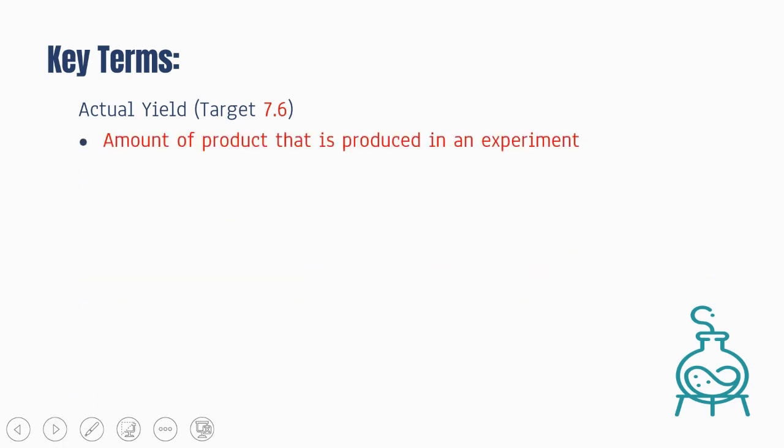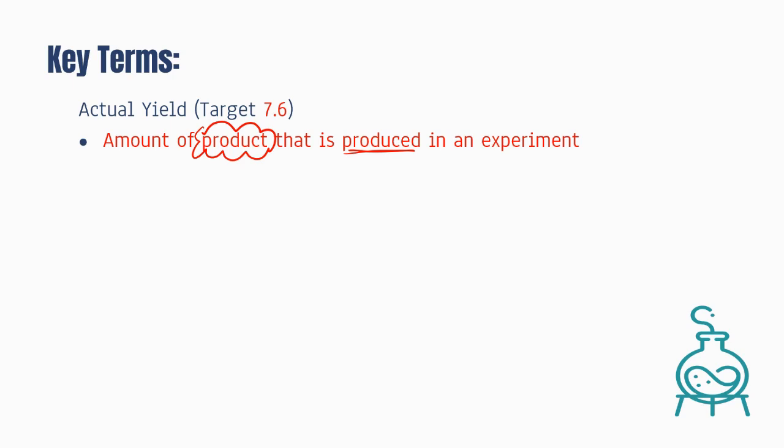Couple things we need to know before we can calculate percent yield. There's two key terms. The first is the actual yield. What does actual yield mean? Well, it's the amount of product, and that's really important that it's a product, not a reactant we're talking about, that is produced in an experiment. So if it's produced, that means it has to be a product. Remember, your experiments make a product. So your balanced equation gives you a product. So it's going to be on the right side of your equation.